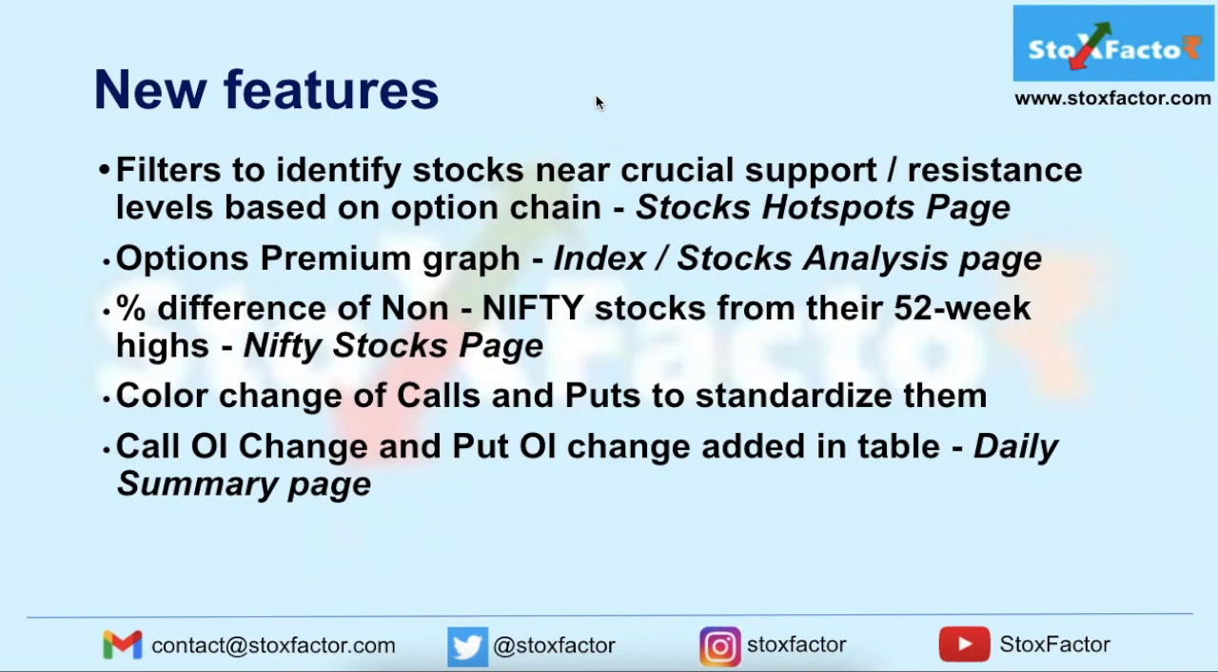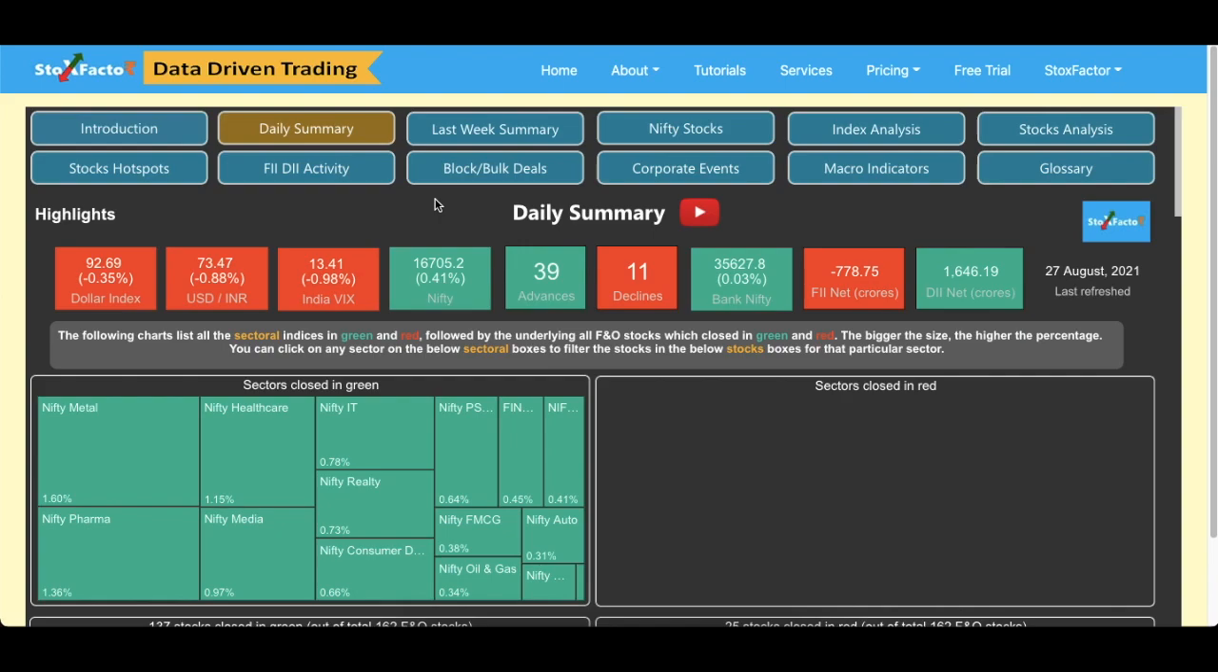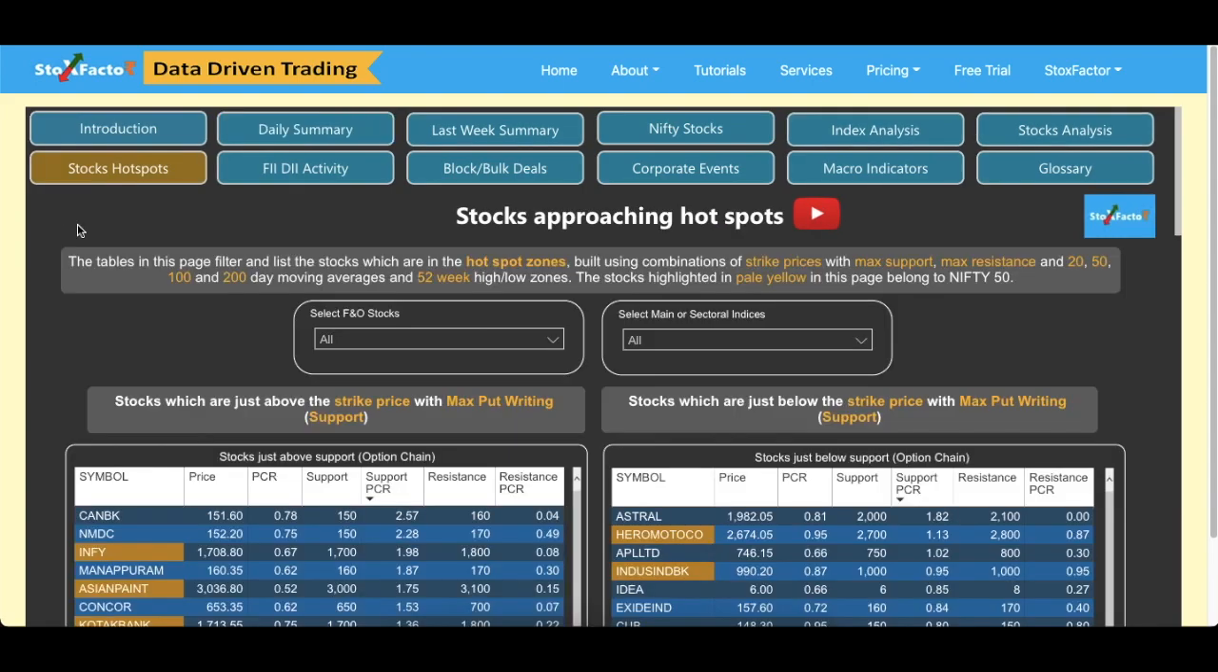So now let's quickly jump to the hotspots page and see how this feature is going to help you filter down the stocks. So we'll quickly jump to the dashboard. Now as you can see, we are on the dashboard. We have already logged in to our website. And now let's quickly jump to the hotspots page. So friends, we are in the hotspots page.